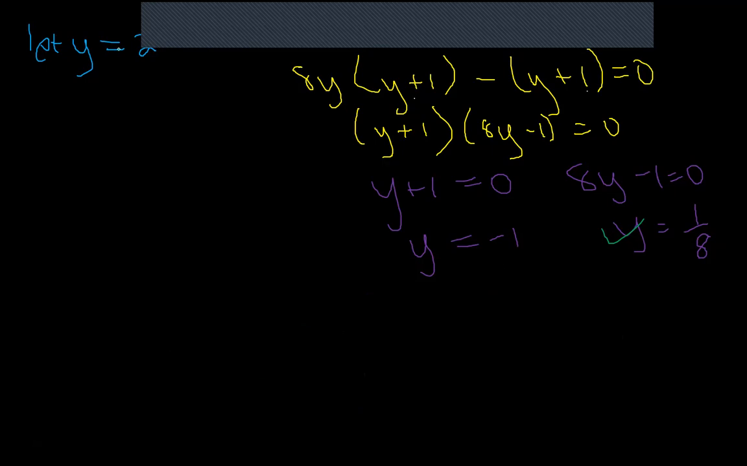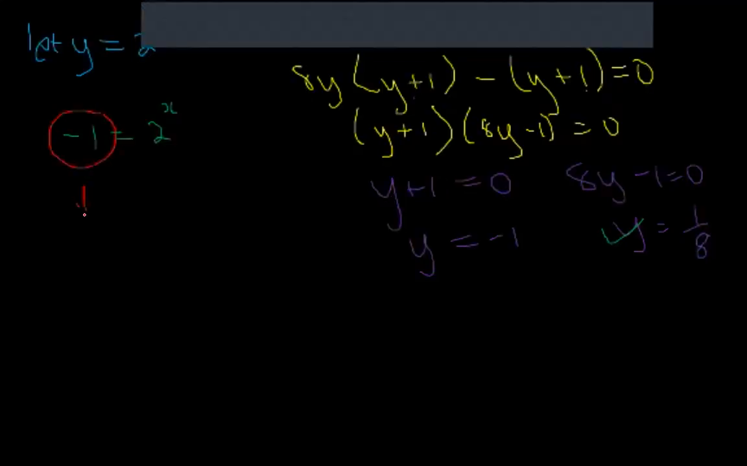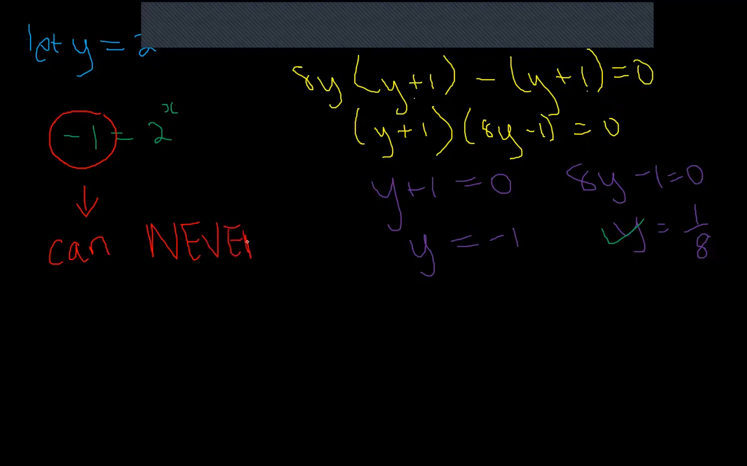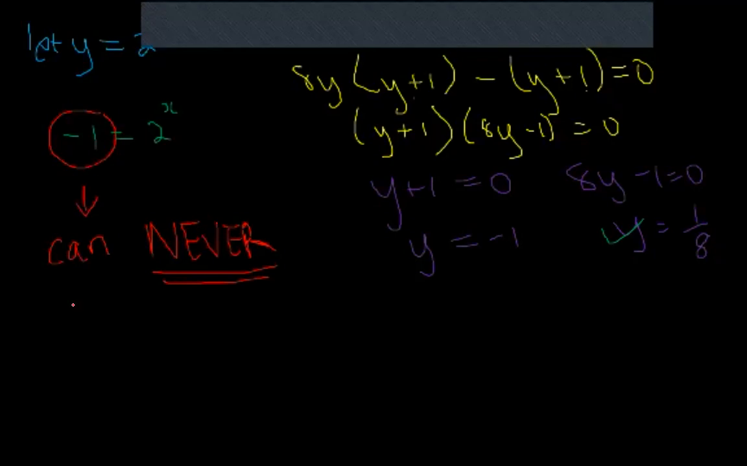So I would say, okay, y is equal to 2 to the power of x, therefore minus 1, because the value is minus 1, is equal to 2 to the power of x. But what I need you to remember is that, see this number here? This number can never, ever, never be negative. It cannot be negative.